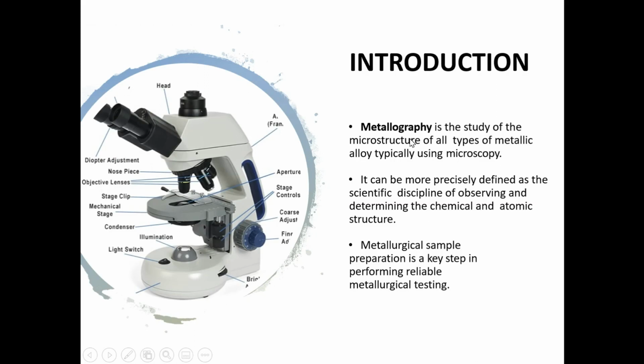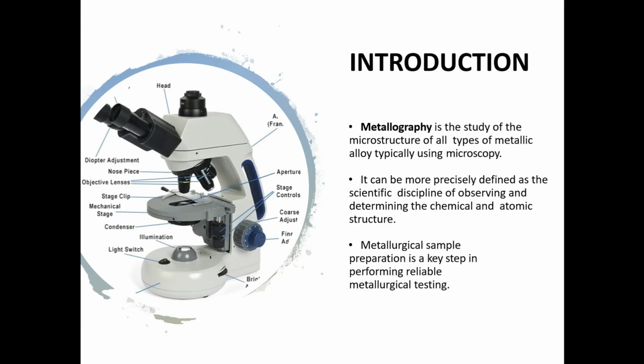First of all, let me introduce what metallography is. Metallography is the study of the microstructure of all types of metallic alloys, typically using a microscope. Preparing the sample is the most essential part of microscopy, and there are many techniques that can be used. Incorrect techniques in preparing the sample may alter the true microstructure and will most likely lead to erroneous conclusions.